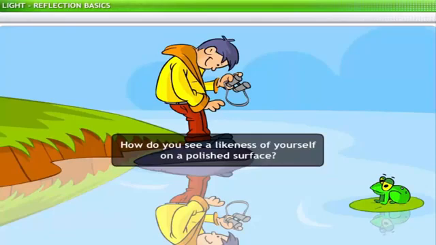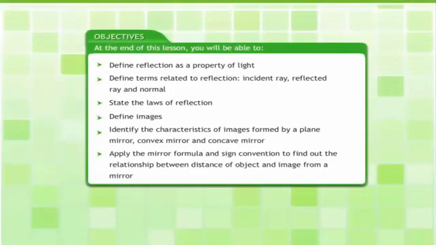on your eye lens. At the end of this lesson, you will be able to define reflection as a property of light, define terms related to reflection, incident ray, reflected ray, and normal, state the laws of reflection, define images, identify the characteristics of images formed by a plane mirror, convex mirror, and concave mirror. Apply the mirror formula and sign convention to find out the relationship between distance of object and image from a mirror.